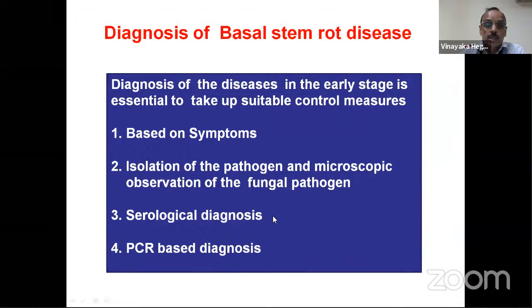Of course, serological methods and PCR based diagnosis have been developed, but none of them at the field level. As you know, serological diagnosis can detect only once you isolate the pathogen from the soil, and for PCR also you have to isolate the pathogen Ganoderma first from the soil. Still, direct diagnosis at the field level for this disease has not yet come. Molecular diagnostics or serological, based on the symptoms, we have to do. Otherwise, we have to isolate the pathogen from the roots.